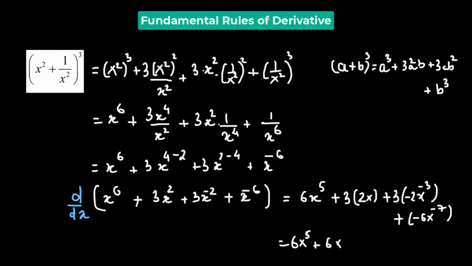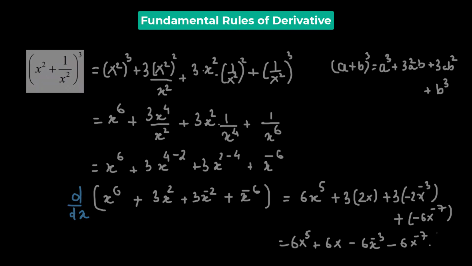So our final derivative will be 6x raised to the power of 5 plus 3 times twice x, which will be 6x, minus 3 times 2, which will be 6x raised to the power of negative 3, minus 6x raised to the power of negative 7. So this is going to be the final derivative. Let's move on to the next question.